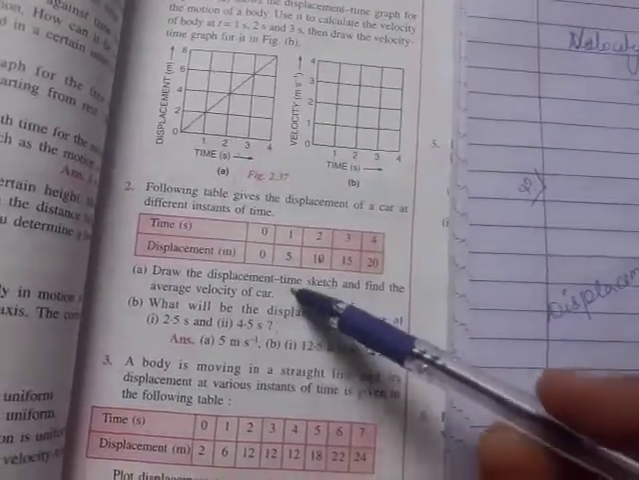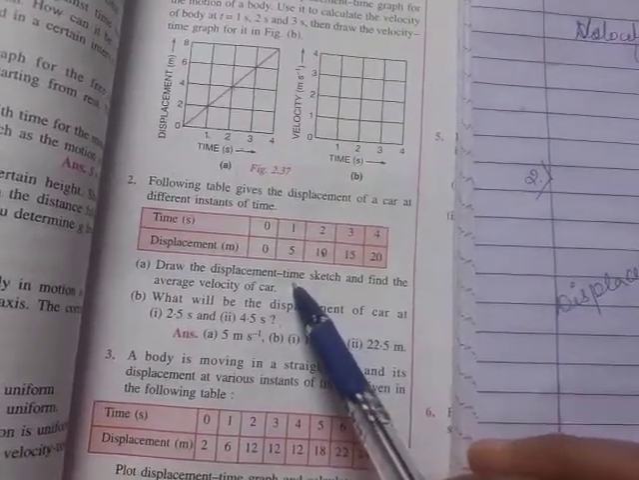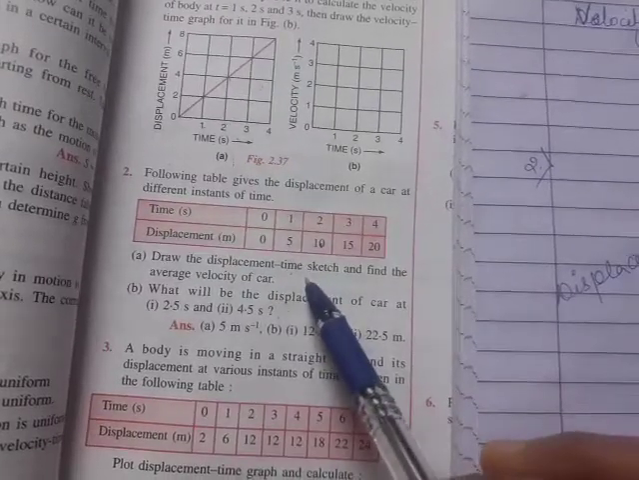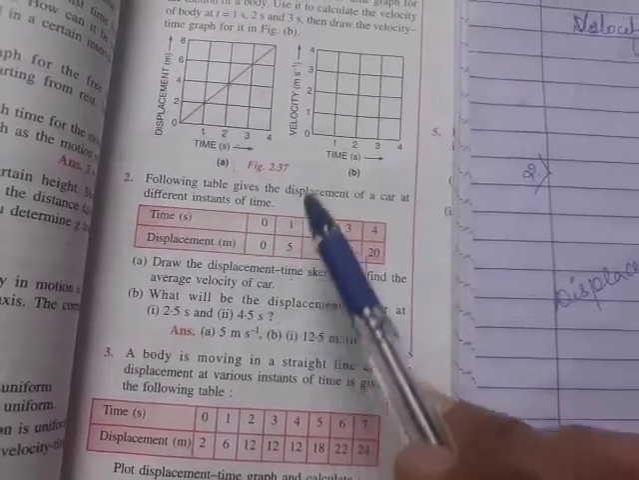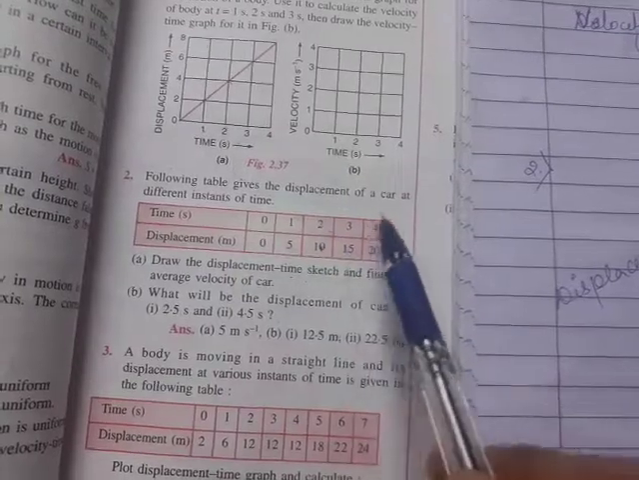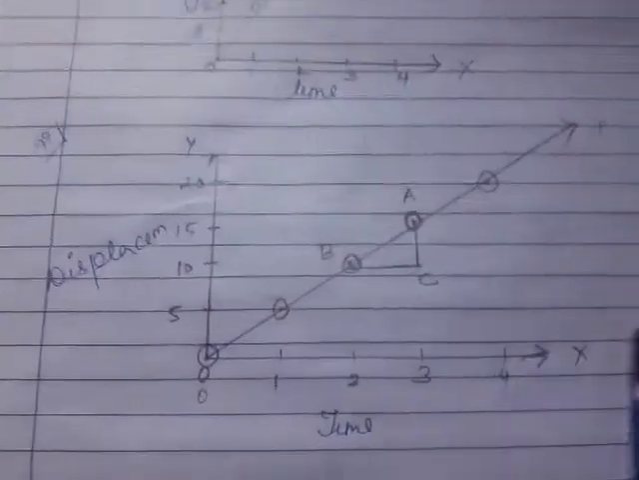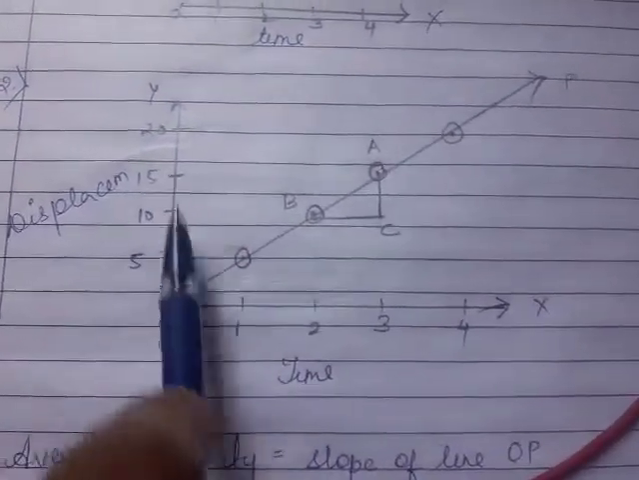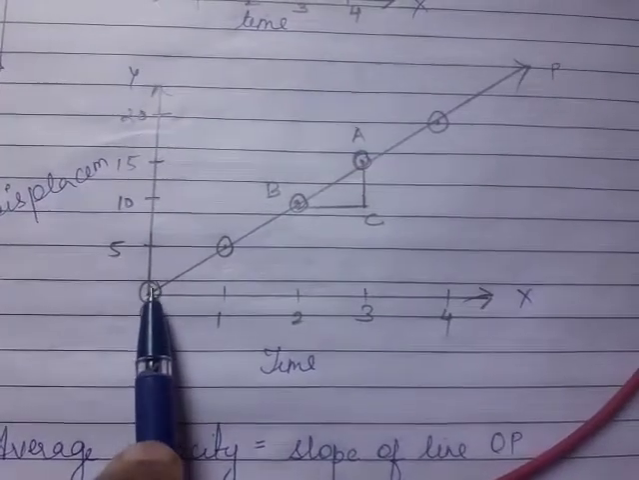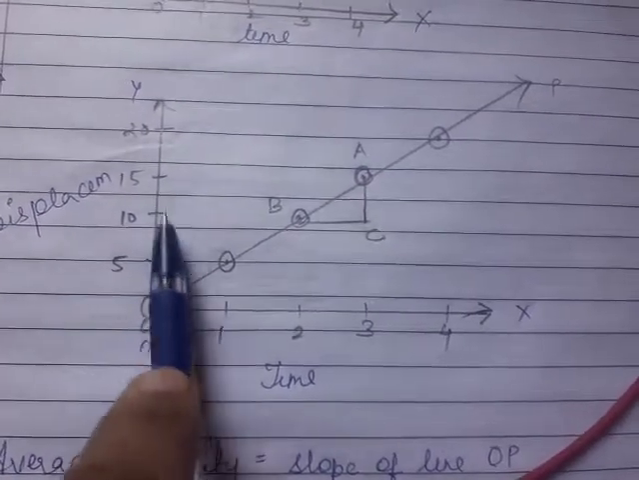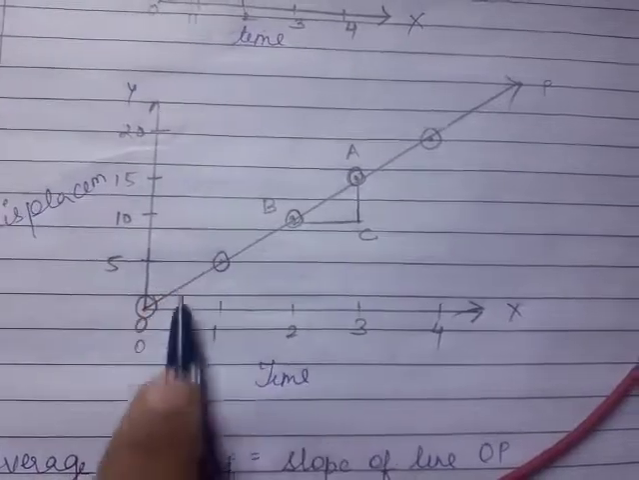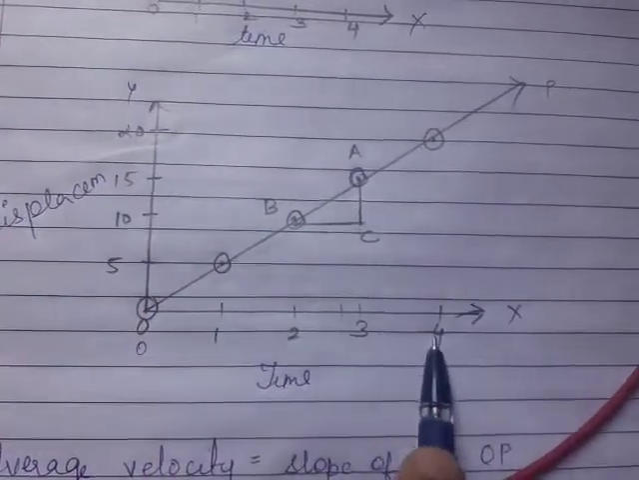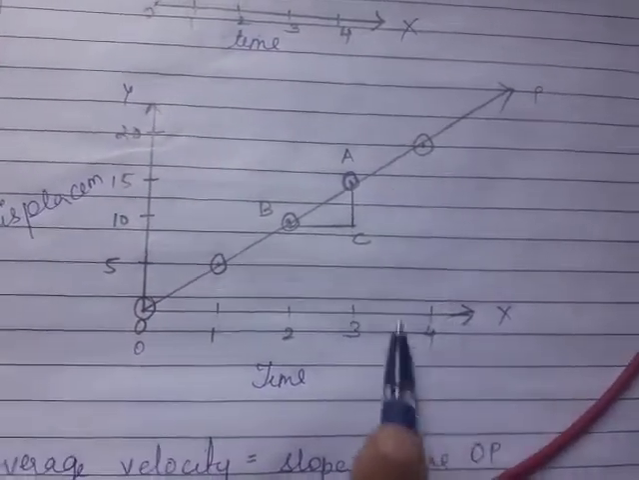Now with the help of the table, can we draw the displacement time graph? Yes. So how will we draw it? Where will my displacement be? On my y-axis, and time on my x-axis. So here I have drawn the displacement time graph. I have taken the coordinates on the y-axis as 0, 5, 10, 15 and 20, and on the x-axis 0, 1, 2, 3, 4, because the values are only given till 4.